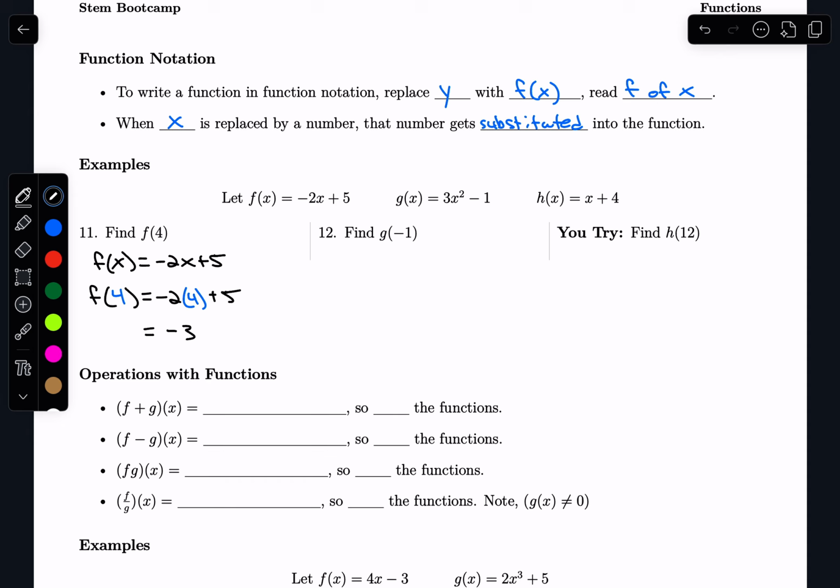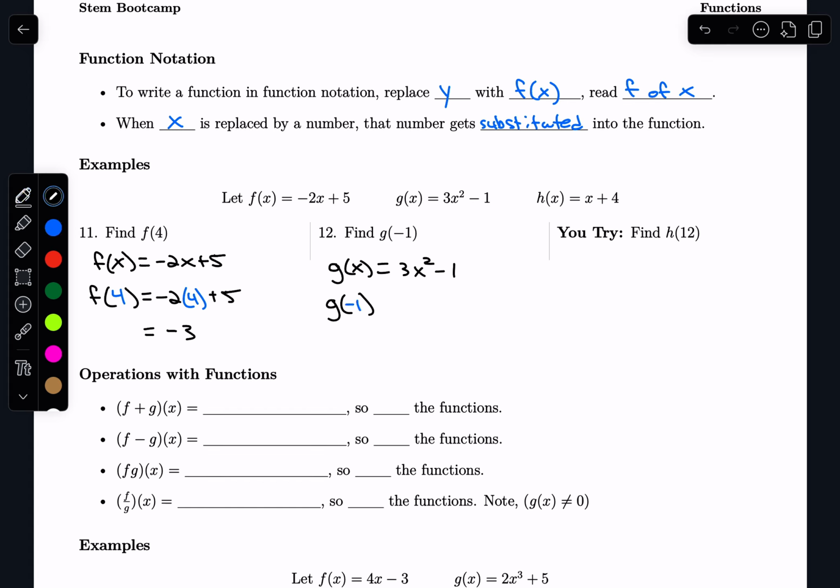Okay, for number 12, we want to do g of negative 1. So we start by just writing down what g of x is, which is 3x squared minus 1. You can, of course, skip that step if you can see the function easily already, but it's good for teaching purposes to rewrite it. Then we're going to replace the letter x with the number -1.